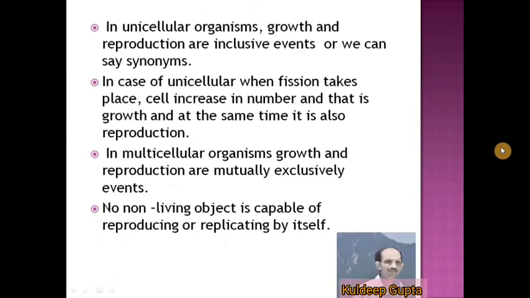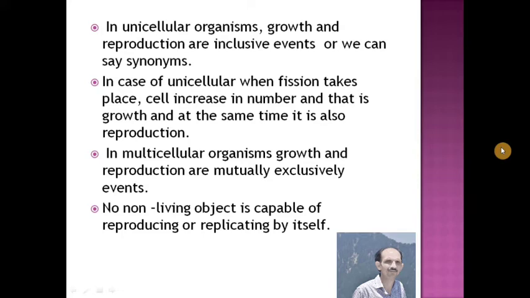So in unicellular organisms such as amoeba, growth and reproduction are inclusive events, because we say growth is an increase in mass or an increase in number. In a unicellular organism, when fission takes place, we see an increase in number, which we can also call growth. So at the same time it is also reproduction. When one organism divides into two, the number is increasing, and in that case it is also growth. So both things are inclusive, whereas in multicellular organisms growth and reproduction are mutually exclusive.